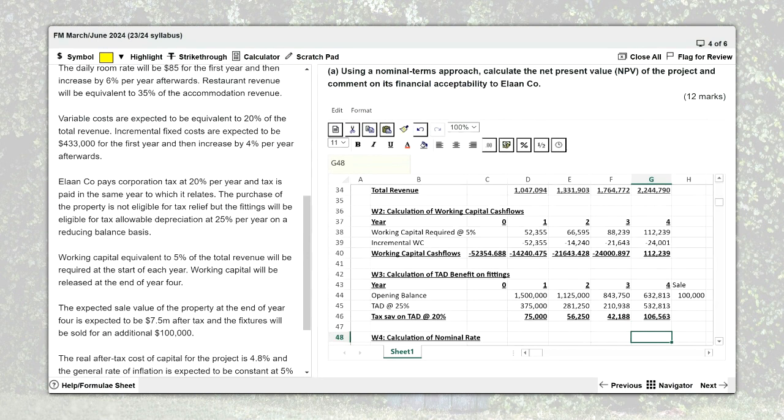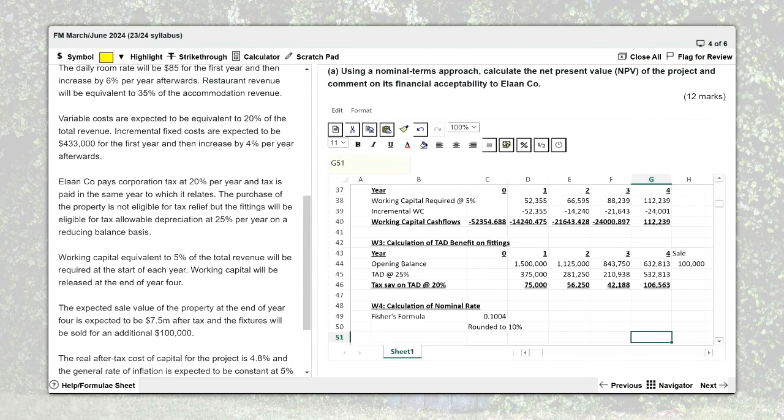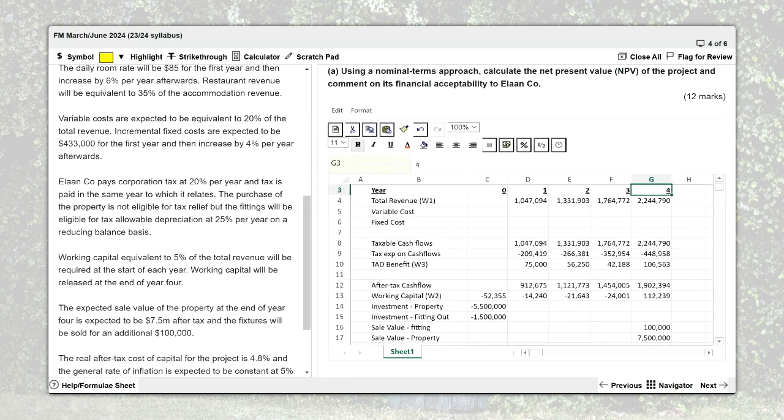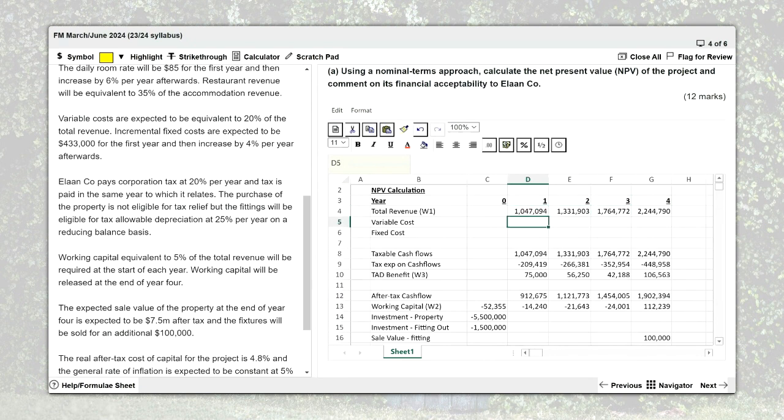And do have a working note for calculation of the nominal rate as per the Fisher's formula, which is 1 plus i is equal to 1 plus r into 1 plus h. And then the main part of the NPV calculation, where the variable cost was supposed to be 20% of total revenue. Do mark the variable cost as negative, it's an outflow.